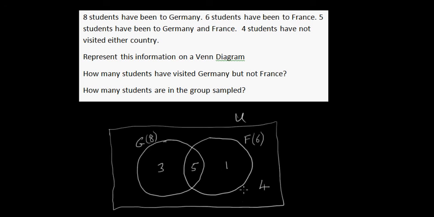Now we've filled out every section of the Venn diagram. There are only 4 sections that we need to fill out. So let's answer the questions then. We've done part 1 here, we've represented the information using a Venn diagram. How many students have visited Germany but not France? These are the number of students who have visited Germany but not France. These students here have visited France. So our answer is 3.